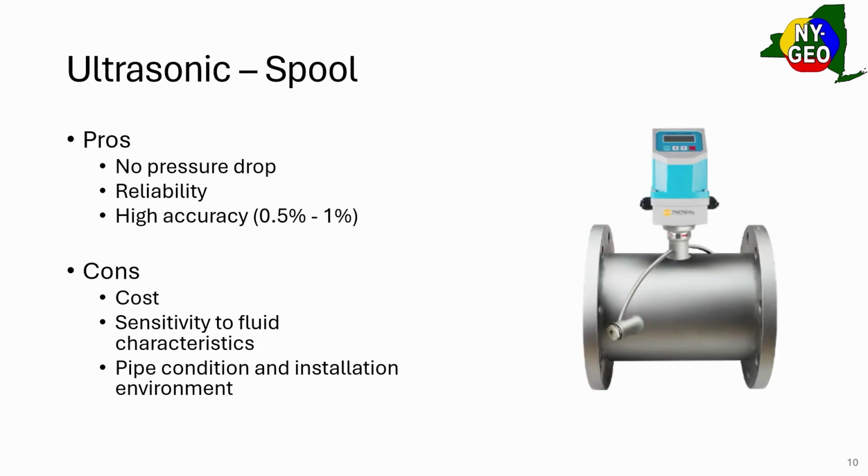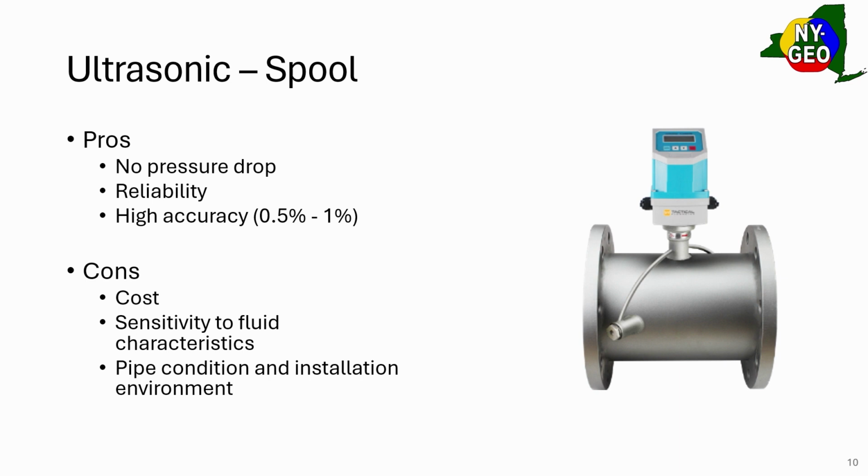And the first one is ultrasonic spool. And the spool part is it's a spool of pipe. And how this works is that there's transducers in that spool that are communicating to one another. And it works by transit time. So the transducers are talking to one another, and the amount of transit time can be correlated to the flow rate. So the faster the transit time, the faster the flow rate. And that's how these things work. There's no pressure drop, so that's good. They're reliable and quite accurate as well.